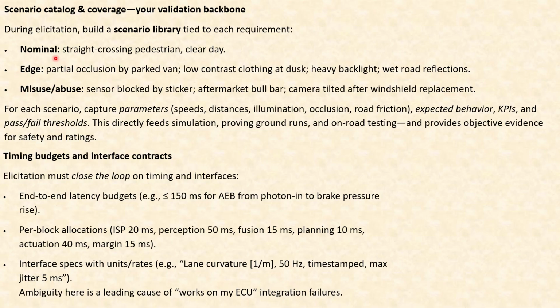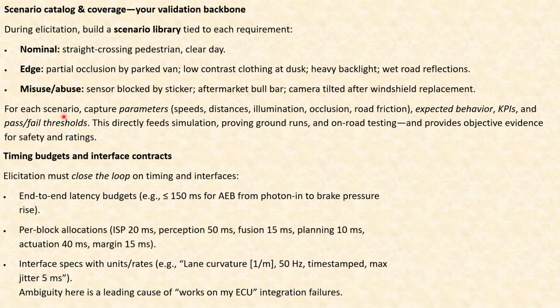Okay, when it's a nominal scenario, you assume a straight crossing pedestrian and a clear day. When it comes to edge, partial occlusion by a parked van, low contrast clothing at dusk, heavy backlight, wet road reflections. And when it comes to misuse, sensor blocked by a sticker, aftermarket bull bar, and camera tilted after windshield replacement. Okay, so these are all the eccentric scenarios a requirement elicitation engineer must be able to predict.